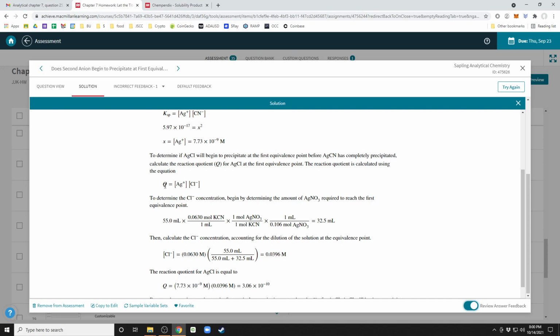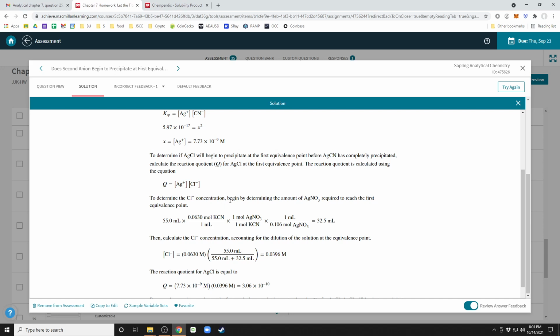Your reaction quotient would be represented by Q. It's the same thing as a KSP, it's just not necessarily at equilibrium. It can be any other state. If it happens to be the concentrations that would give you equilibrium, then the Q, it was actually a KSP. Okay. So you need these concentrations of Ag+ and Cl- to go ahead and figure out your Q here.